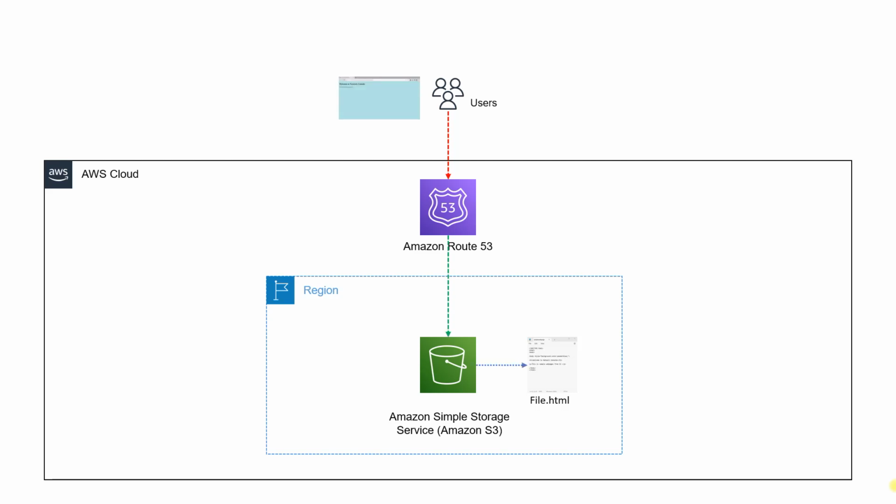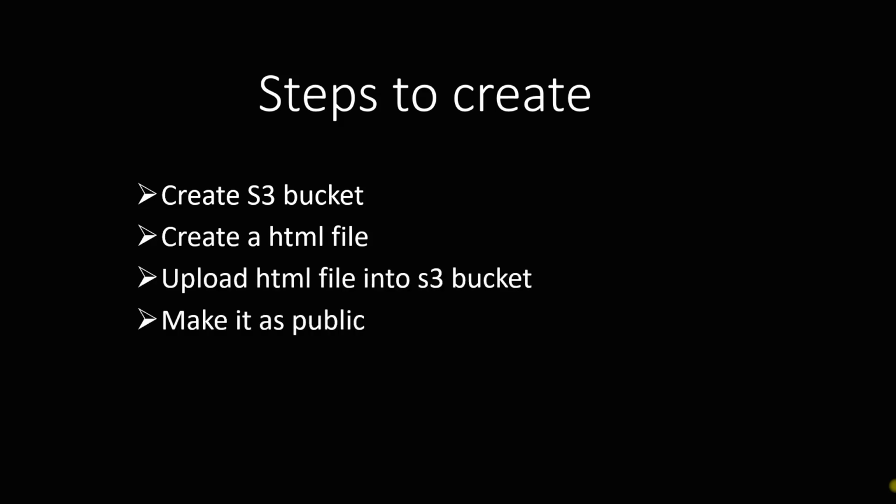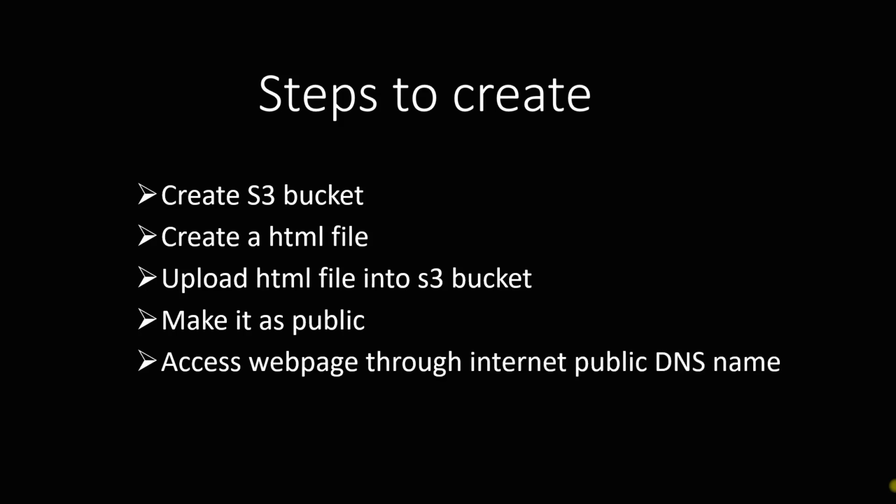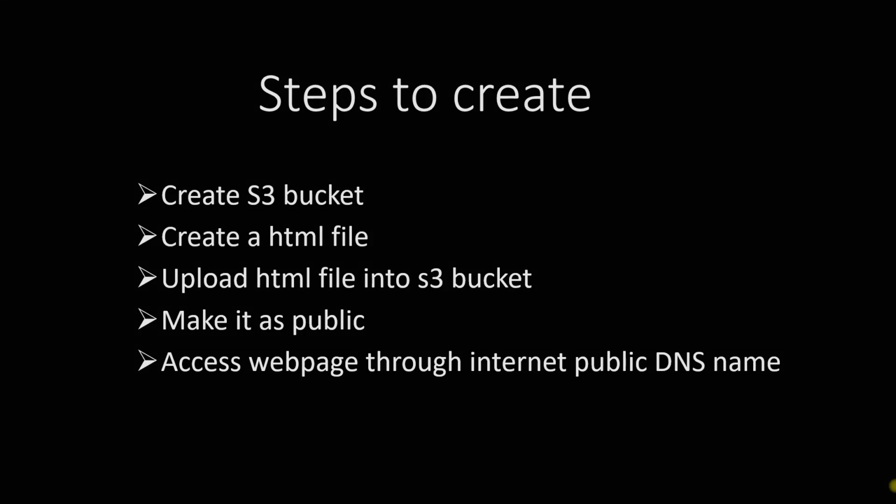This is our architecture, guys. Let's check the steps now. So in an AWS account, in one region, we'll create an S3 bucket and create one HTML file, and we'll upload that file into the S3 bucket and make it public so that we can access that web page using the internet. Let's jump into our AWS console now.